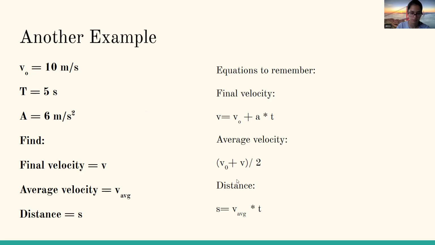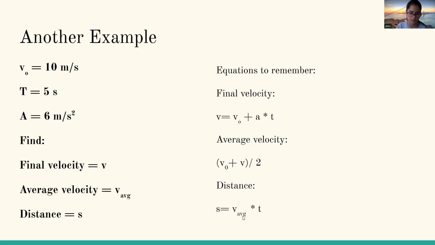Now let's find the average velocity. Okay, do the same thing. So we had v0, 10, plus our final velocity, which was 40. So 10 plus 40 is 50. And then divide that by 2 is 25. So that is our average velocity.